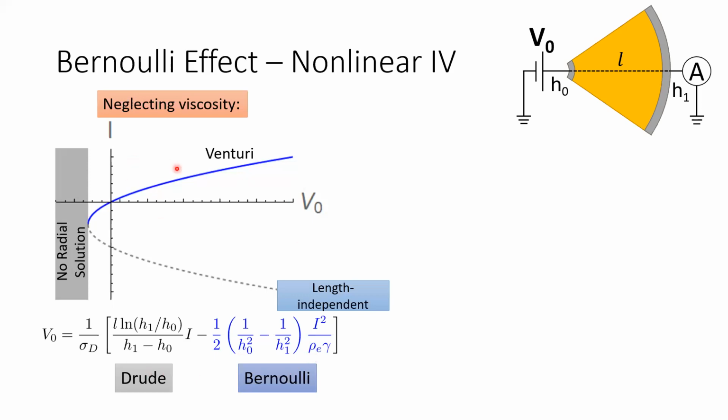As such, you get this tilted parabola where you have a stable branch going through the origin in blue, and an unstable branch in gray. Then you have some critical V naught below which this radial ansatz breaks down. The reason is that in this regime you have strong divergent flow, so the particles are going from left to right in this wedge. It's known that if the flow is too strong, you'll have a breakdown towards turbulent behavior.